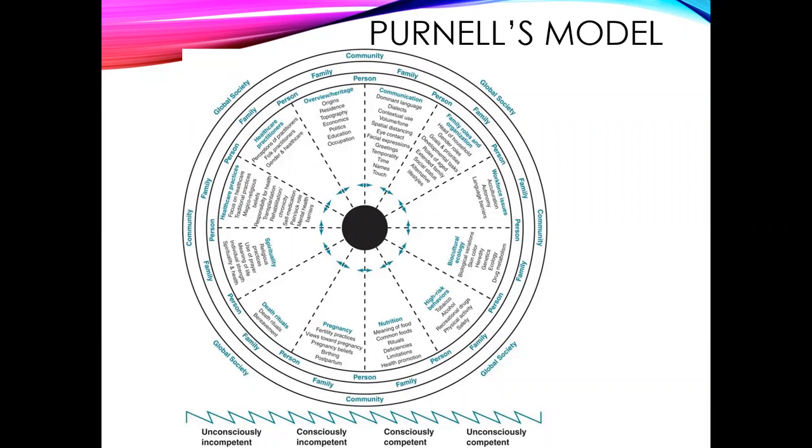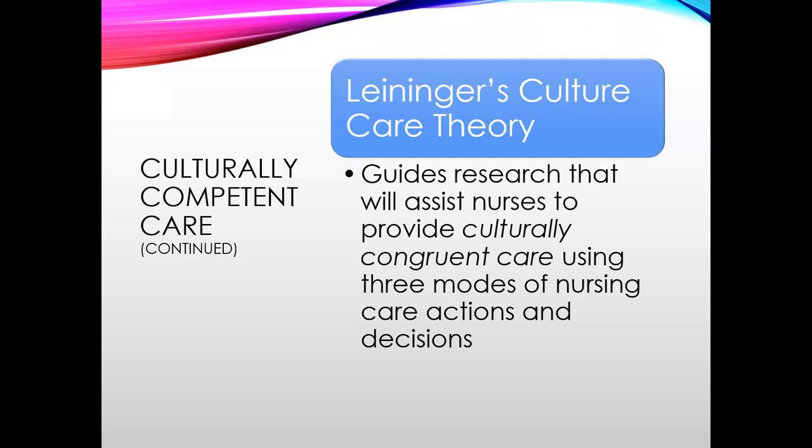This is Purnell's model. The pie-shaped wedges depict the issues all society and humans share, but they are expressed in ways specific to culture. These domains provide an organizing framework for the model. The center of the model is empty and represents that which is unknown about a cultural group.